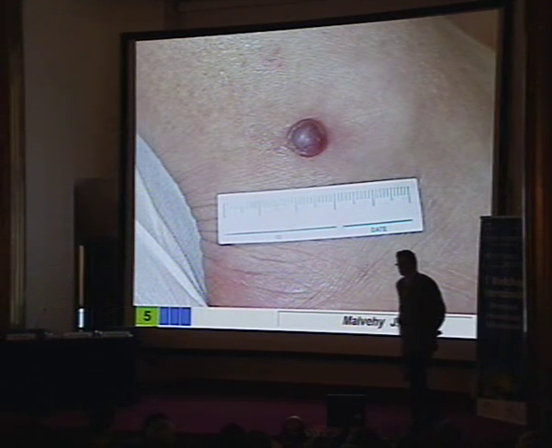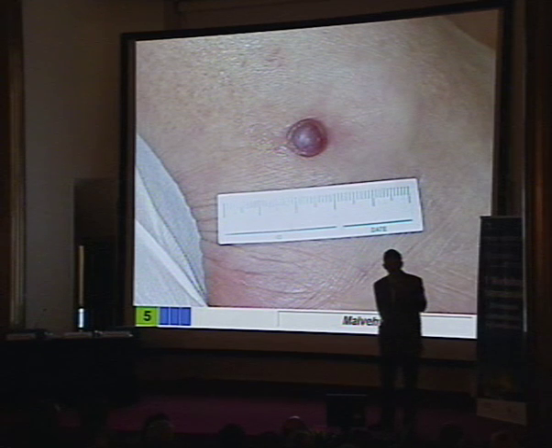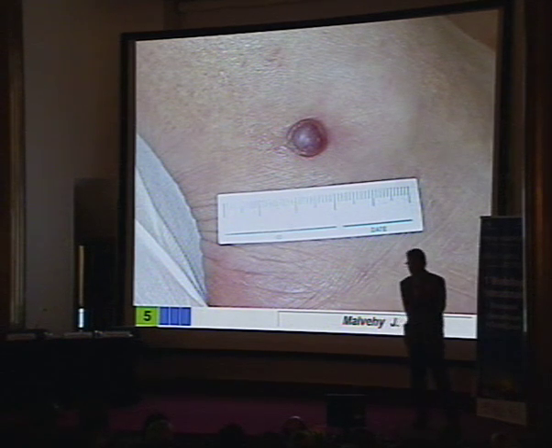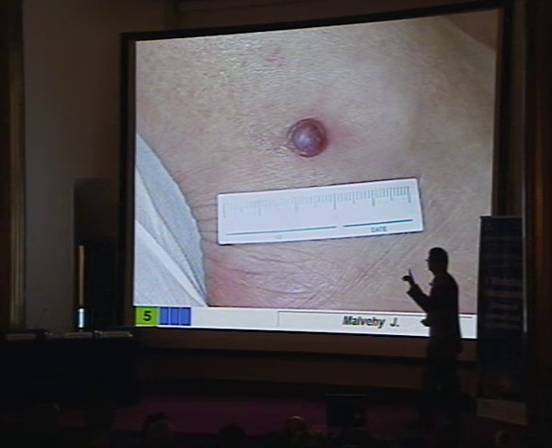Now, another case for you. What do you think about this nodular lesion? Because this is a nodular lesion. Clinical differential. Many things. Wow, very good, very good. Let's go into dermoscopy.